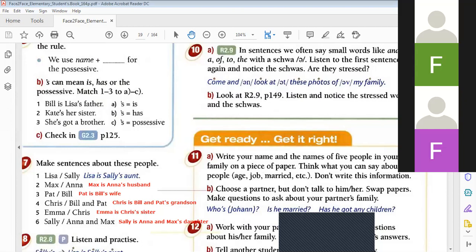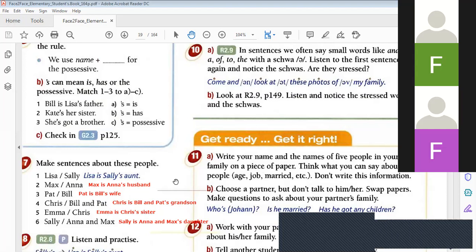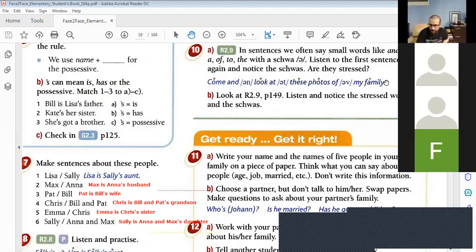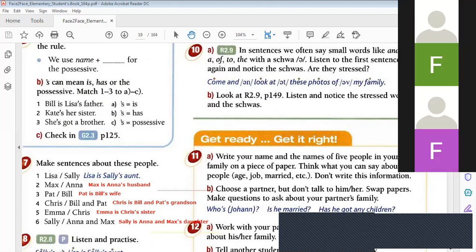Let's see. Pat is Bill's wife. Chris is Bill and Pat's grandson. Emma is Chris's sister. Sally is Anna and Max's daughter. Okay. Very good. That's very good. So this is how we can talk about family members.